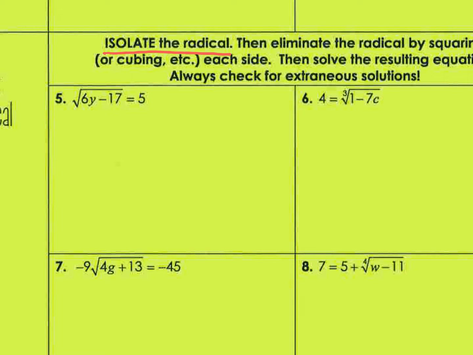Let's do number 6 instead, because 5 we've already done squaring. So what are we going to do to solve 6? Cube it. Just to clarify, on number 5, you would have squared both sides, right? Square both. Yep, 6y minus 17 equals 25 and solve. All right, so now what is 4 cubed?